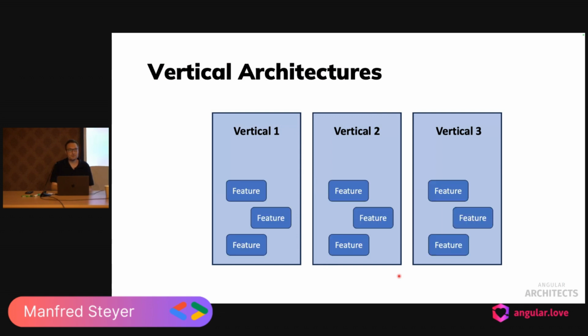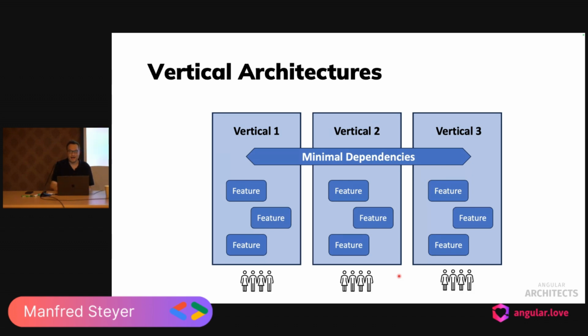And usually each vertical has several features that are correlating with each other. Those features are quite clear to each other. Often they know about each other. However, between those verticals, we try to have minimal dependencies. A vertical should know as little as possible about other verticals because we want to evolve the application here without breaking something there. Another important aspect here is that usually you try to align your team structure with your verticals.